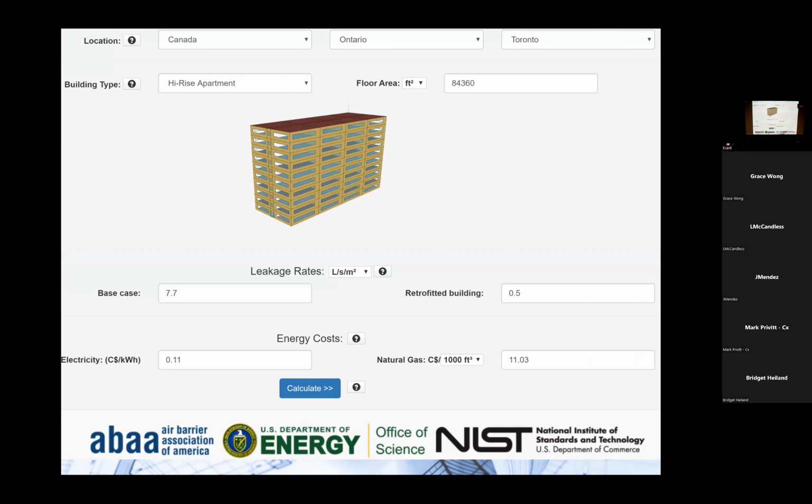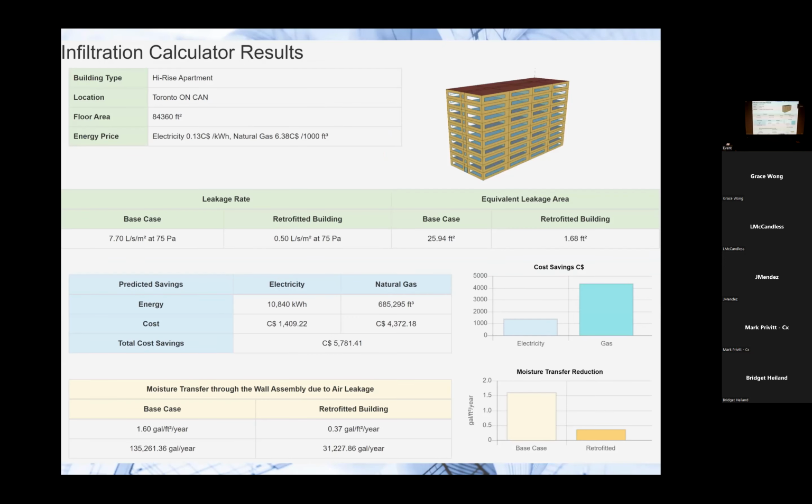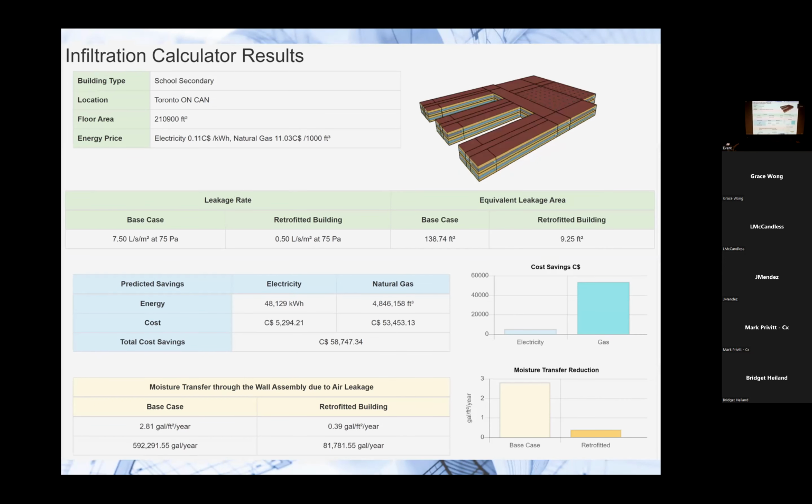So this is in metric. 7.5 is the average one for buildings. I took it down to half. These are all archetypes that we use for codes. The two key things here: you have the base case. In this particular one, it's not letting me do that. Okay. So the base case you see under ELA, 26 square feet. That's all the holes added together. And how many gallons of water? I think the next slide makes it bigger. No, it doesn't.